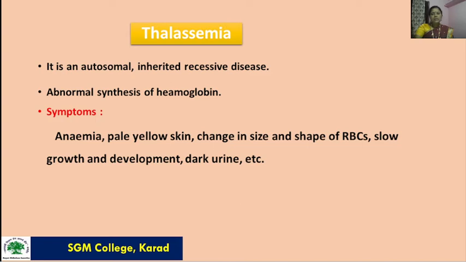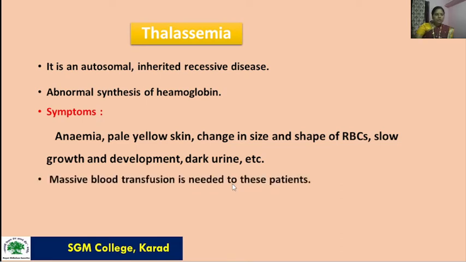The former is a quantitative problem of synthesizing too few globin molecules, while the latter is a qualitative problem of synthesizing an incorrectly functional globin. Massive blood transfusion is needed for this particular patient. Thalassemia differs from sickle cell anemia.